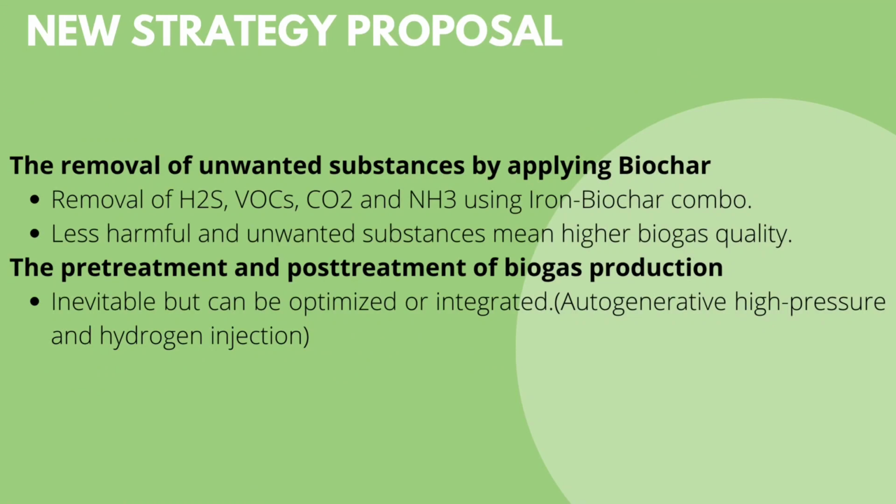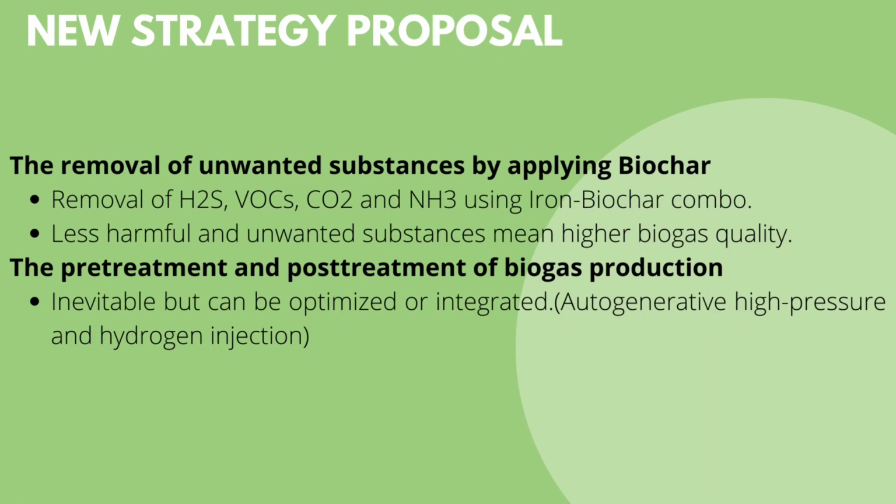New strategy proposal. Here we propose some potential strategies based on the gaps mentioned by my friend Fatiha just now. The removal of unwanted gaseous substances can be achieved by using an iron biochar combo. Biochar derived from waste has been increasingly considered a potential green adsorbent due to its significant ability and affordable production costs. Several studies showed effective removal of gaseous substances from biogas using biochar, which includes hydrogen sulfide, carbon dioxide, and ammonia. It is also capable of removing volatile organic compounds.